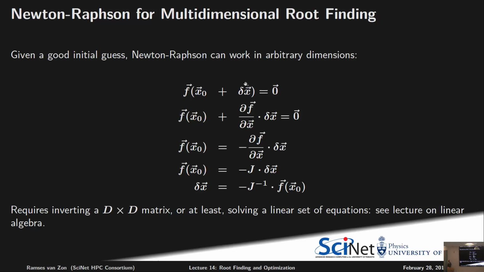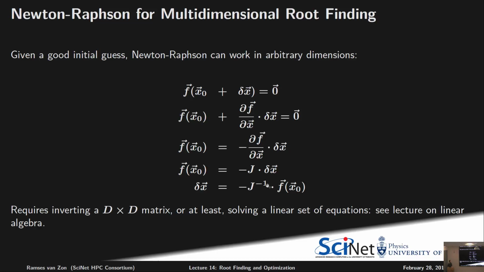Well, I just assume that my next step is going to be small. I do a Taylor expansion, and I will find that the step I have to take, this delta x, has to satisfy f equals minus J times dx. J is the derivative matrix, so if I have d dimensions, then I have a d by d matrix. Formally, you would have to invert that matrix to find where the next step goes. So you figure out the derivative matrix, the Jacobian, and its inverse. You apply it to the function, which is a vector, and you get a vector back. That is the step that you should take.